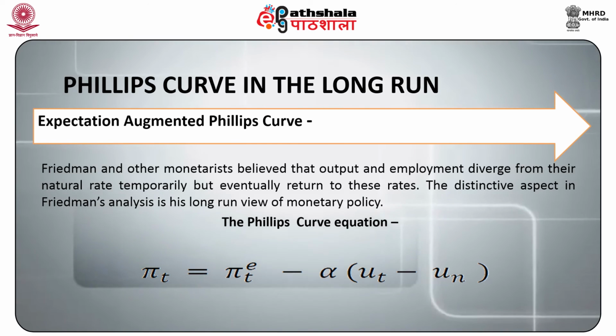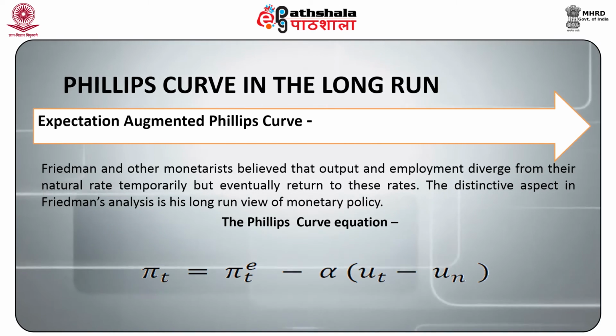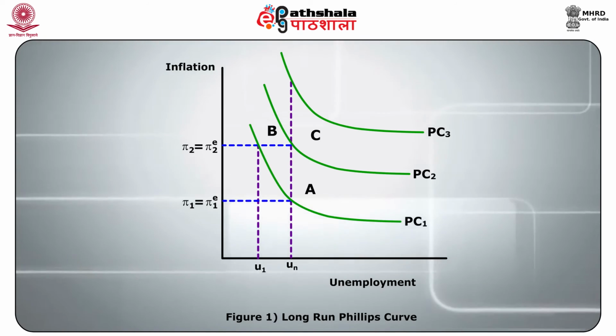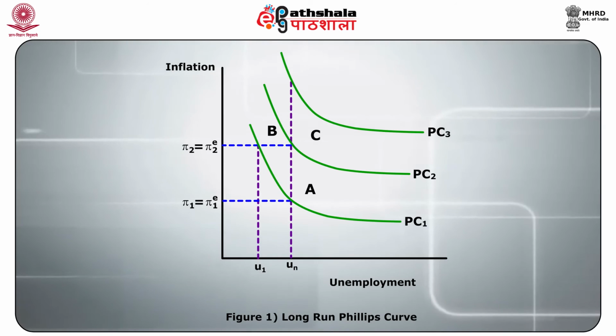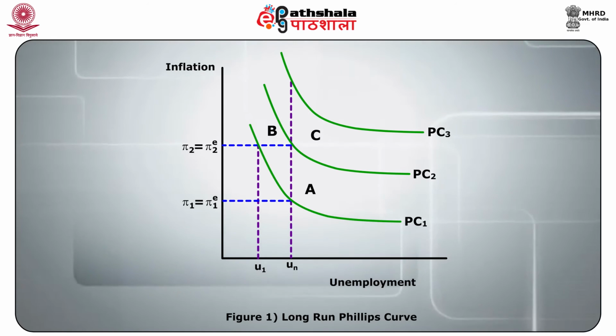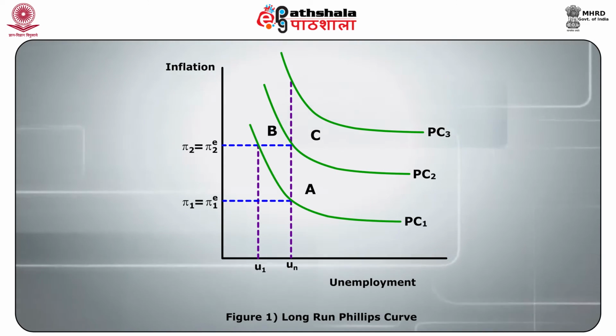Further, there is a one-on-one relationship between expected inflation and actual inflation, implying that at a given unemployment rate, an increase in expected inflation will increase the actual inflation by the same amount. This is represented in figure 1 as long run Phillips curve. In figure 1 above, the short run Phillips curves are depicted as PC1, PC2 and PC3 respectively. On any given PC, the expected inflation is constant.